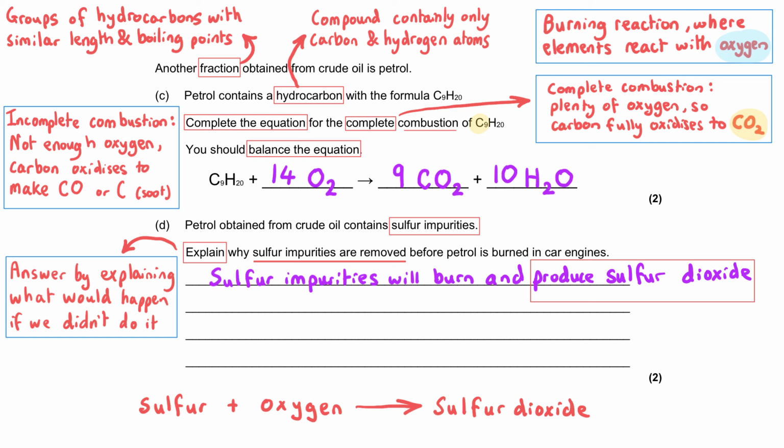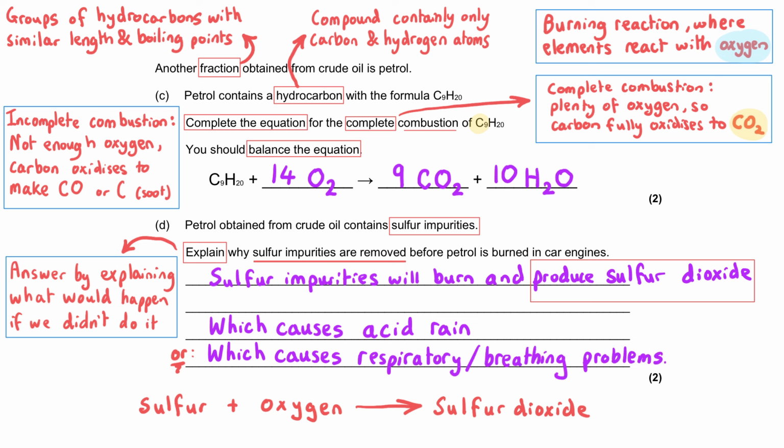And then the second mark is for explaining why this is an issue. There's a couple of issues with sulfur dioxide. The main one is it causes acid rain. And so that's probably the one that I would recommend mentioning here. And we could say something else. We could say that it causes respiratory problems or breathing difficulties, or you could even specify a respiratory problem such as exacerbating asthma or bronchitis or something like that. But I suggest that you keep it simple by saying that it causes acid rain or it causes respiratory problems.